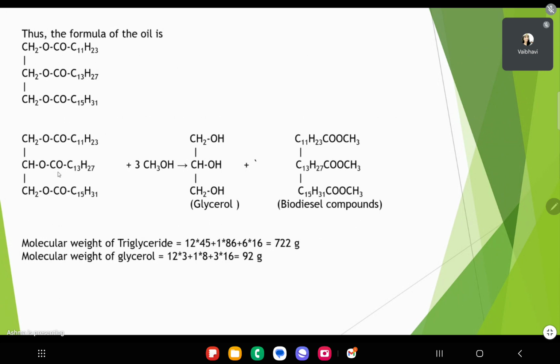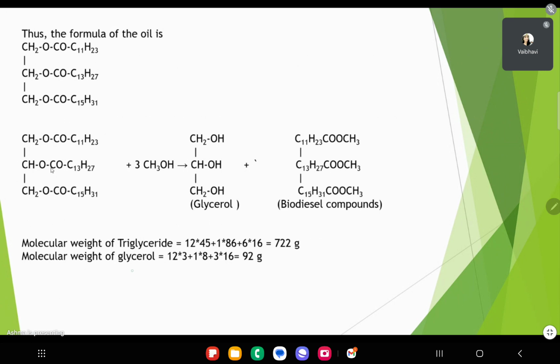We will find the molecular weight of the triglyceride. So this is the triglyceride, and we will find the molecular formula. We will calculate how many carbons there are. So we have 45 carbon, 86 hydrogen, and 6 oxygen. So we'll find the molecular weight of the triglyceride.